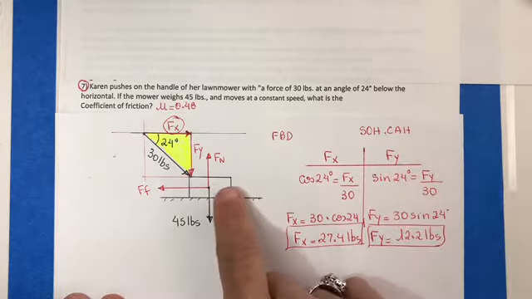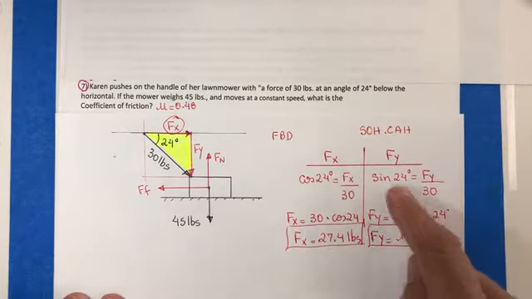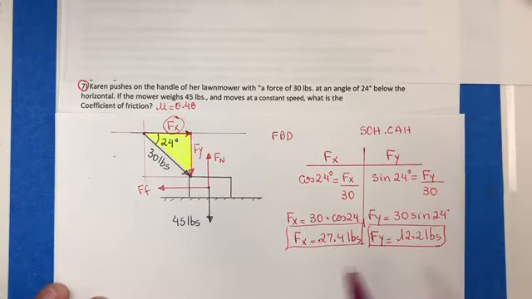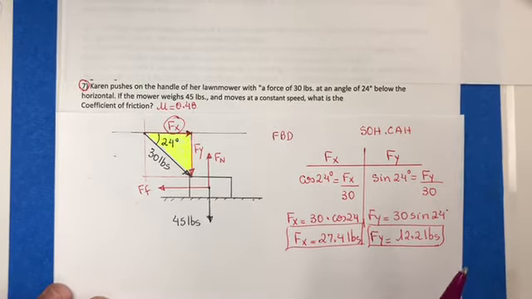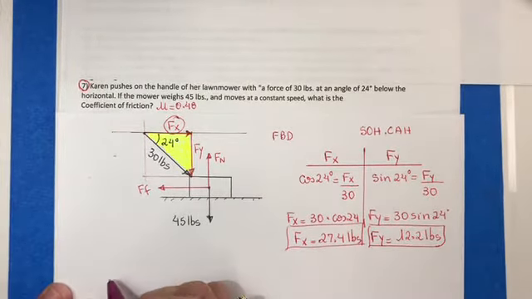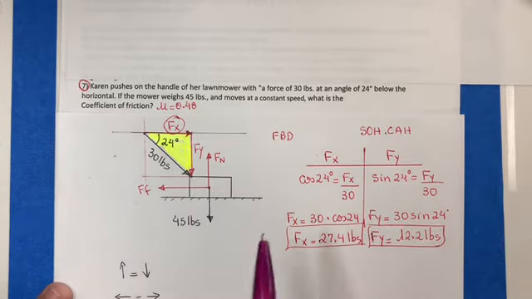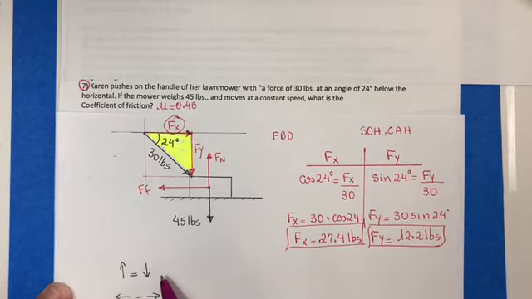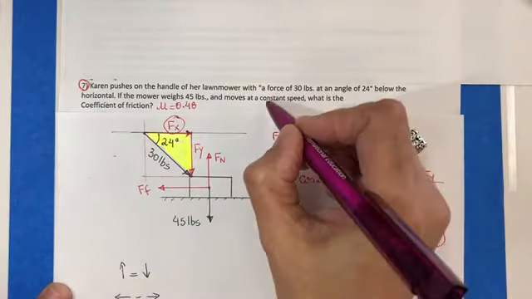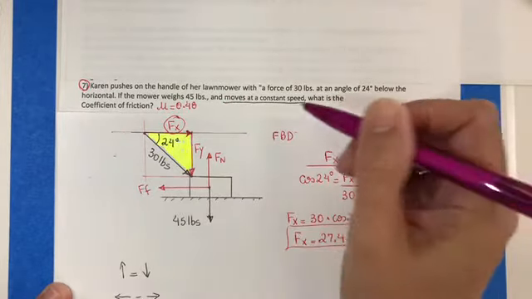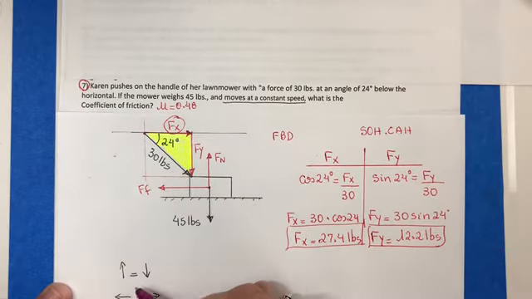So first, the free body diagram. Second, find the components of this vector. Third, you are going to use the equilibrium equation, which states that the sum of forces up is equal to the sum of forces down. The sum of forces to the left is equal to the sum of forces to the right. Now, I'm using these because the problem states that the lawnmower is moving at constant speed. So that's why I can use this equation.